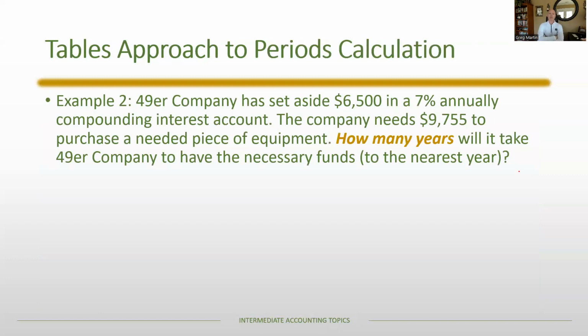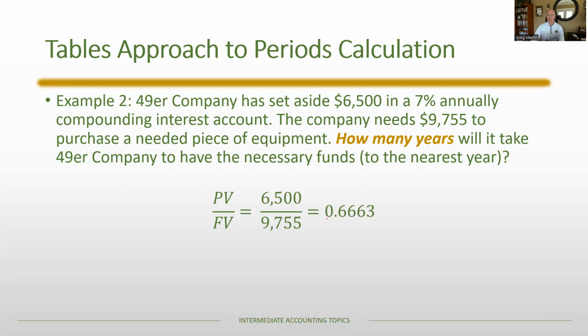Our company has set aside $6,500 in a 7% annually compounding interest account. The company needs $9,755 to purchase a needed piece of equipment. How many years will it take them to have the necessary funds? So we're solving for n. Looking at our factor table, the first thing we have to do is calculate the factor. To calculate that factor, we take the ratio of the PV to the FV, using the present value of a lump sum factor table.